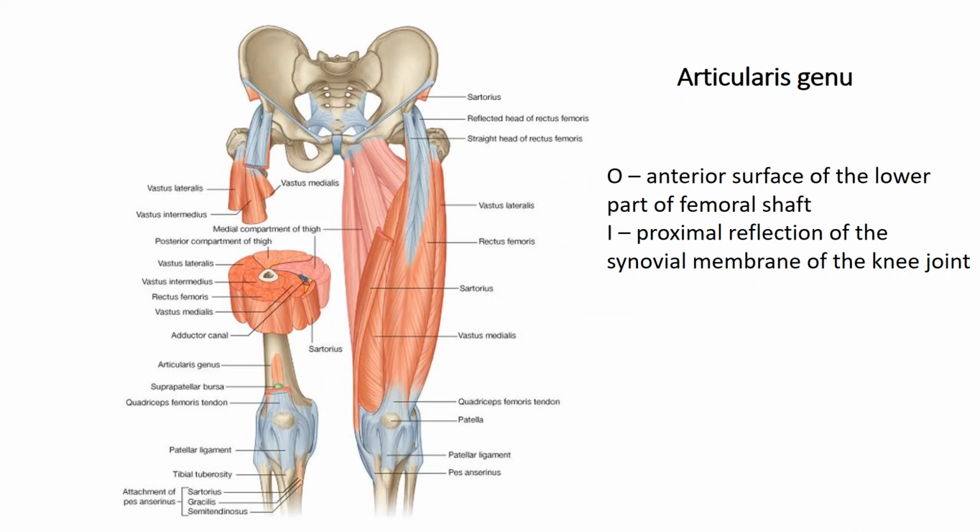And this is the small muscle known as articularis genu, just above the knee. This is thought to be a dissociated part of the vastus intermedius. It originates from the anterior surface of the lower part of the femoral shaft and inserts into the proximal reflection of the synovial membrane of the knee joint. So when it contracts, it pulls the synovial membrane upwards and prevents impingement, when this portion of the synovial membrane may get wrapped between the lower portion of the femur and the patella.